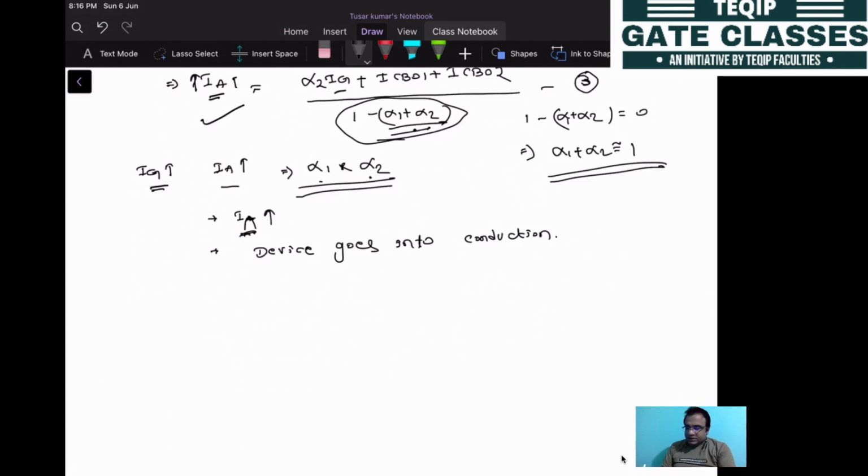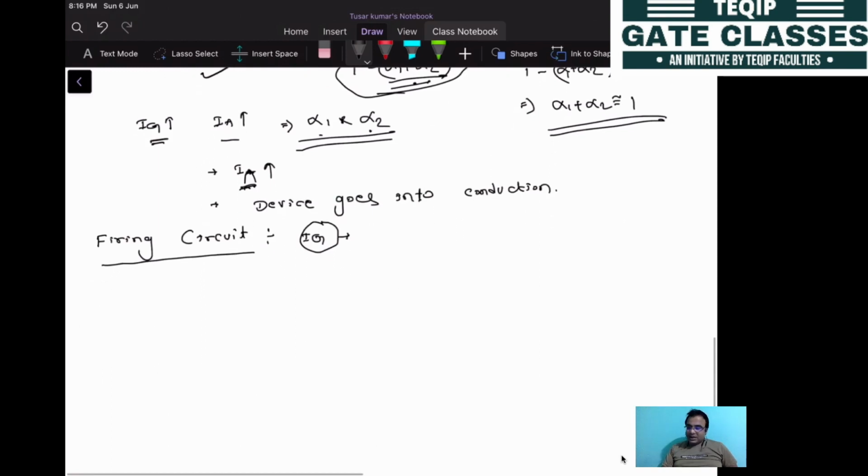Next thing that we'll be discussing is the firing circuit. You need to study the firing circuit. Firing circuit means how you are applying the gate signal. That gate current that will be applied, what is the procedure, which circuit will be used to give you the firing. So if you see the practical case, how it is applied, let's say one thyristor is there. Okay, this is one thyristor.